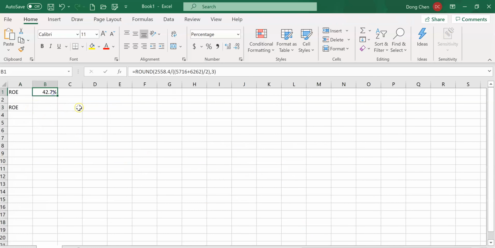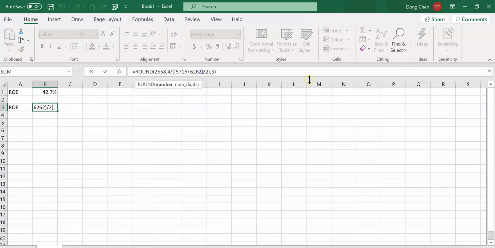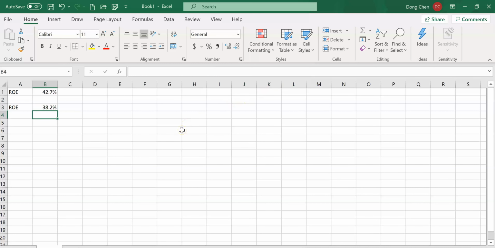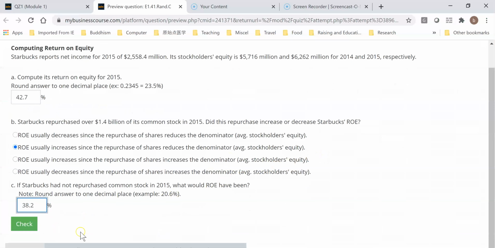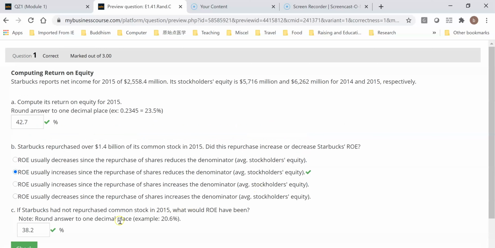So to save some time, I can just first copy the number here and then do some adjustment on the denominator here. So I just need to add 1,400 because 1.4 billion is simply $1,400 million. And now this will become 38.2%. So now check my answer. And this turns out to be correct.